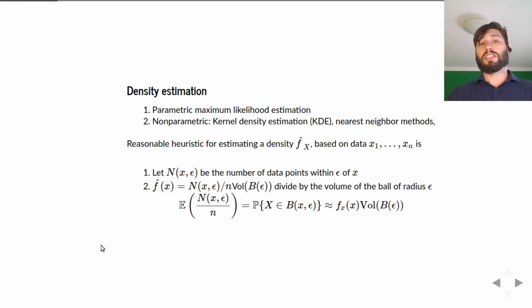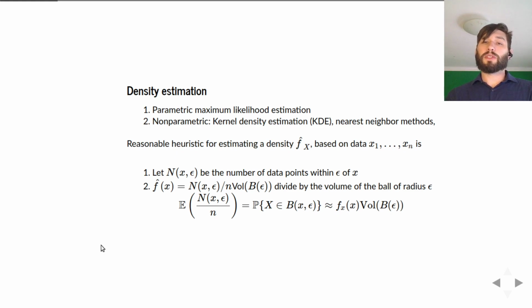So how do we do density estimation? One is through parametric methods, and we'll talk about that in a little bit. The second way is through non-parametric methods, and we're actually going to start with that. We're going to lead with the non-parametric estimates. There's others, like nearest neighbor methods. Well, a reasonable heuristic for estimating the density f hat x based on some data is to do the following, and this is going to lead into kernel density estimation.